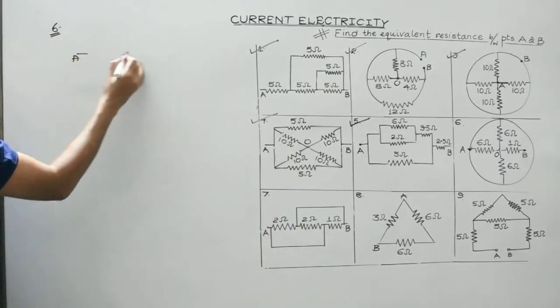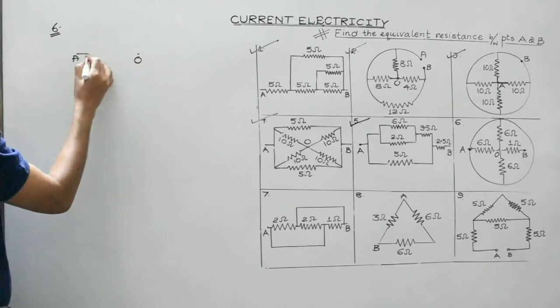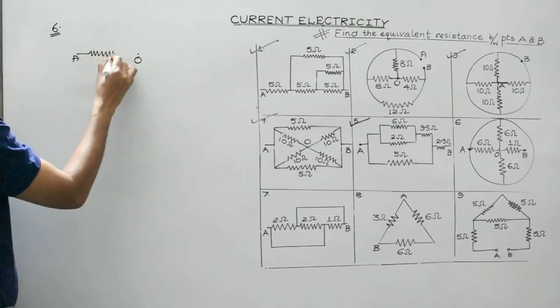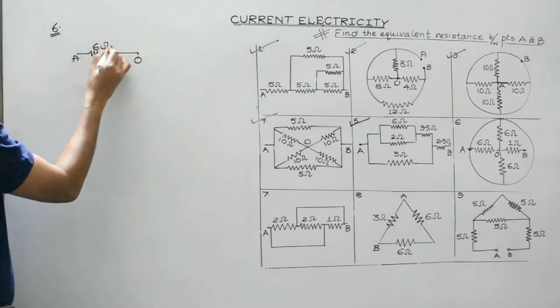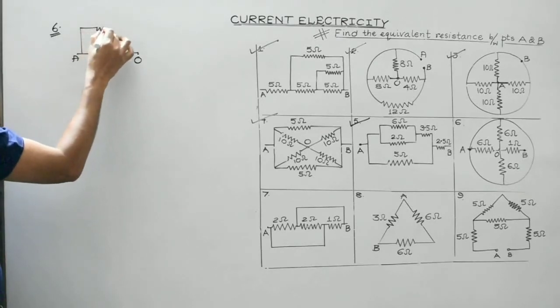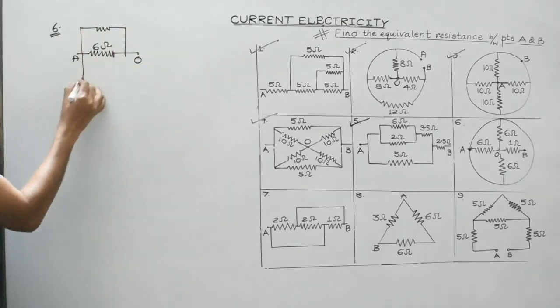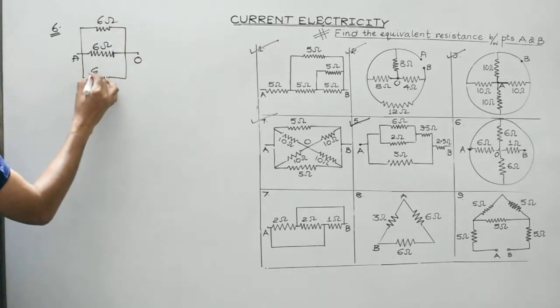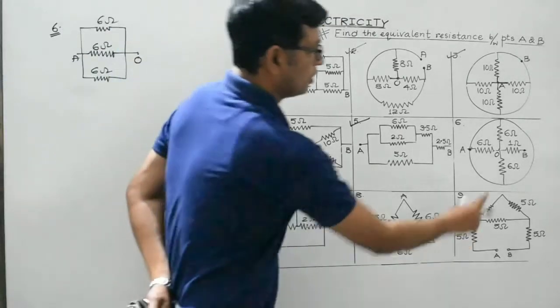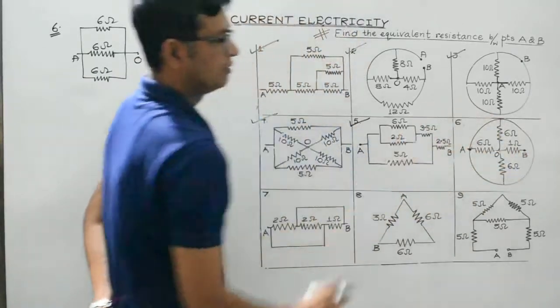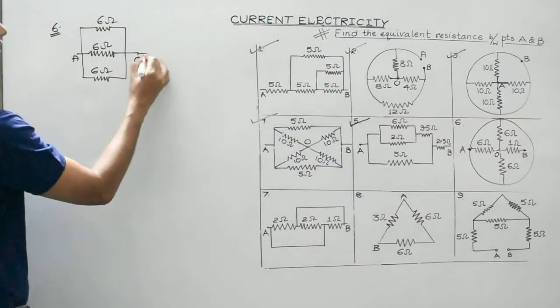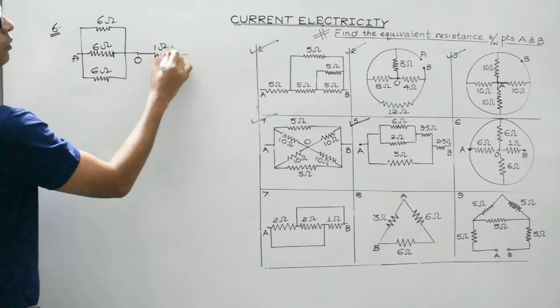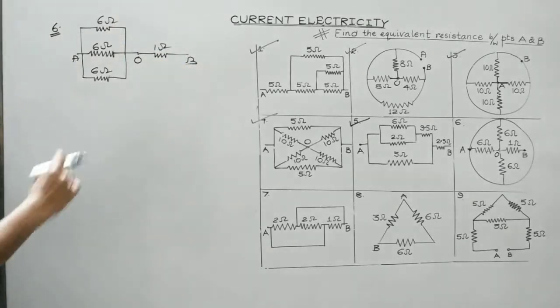Consider this to be point A and this to be point O. So each of the 6 resistors having resistance of 6 ohm may be redrawn in this particular manner as they are connected in parallel. So this is 6 ohm, this is also 6 ohm. Now look, between point O and B, a resistor of resistance 1 ohm is given. So this is 1 ohm and this is point B. Now it becomes very simple.